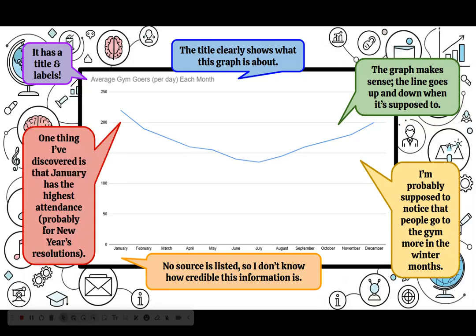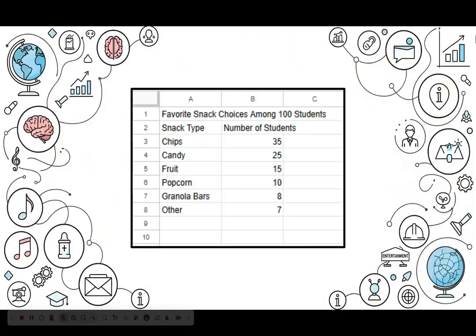Logically, common sense speaking, this feels right, but if we don't have a source listed, you might be careful on actually using this. And then one other thing we can use with this information, knowing that people are going more in the winter, is we can notice that January is the highest month with the most gym goers, and we can assume that since a lot of people do New Year's resolutions to get healthier, this is probably why January is the highest month.